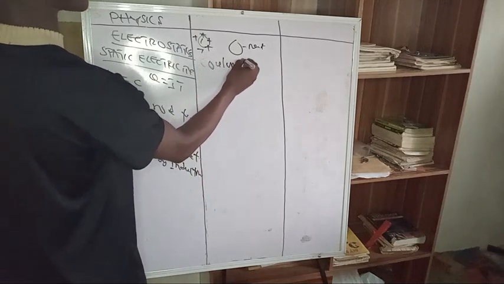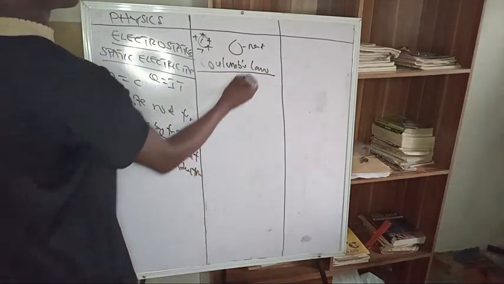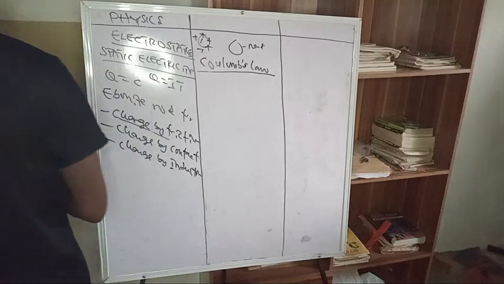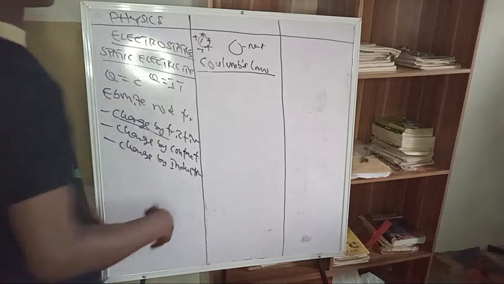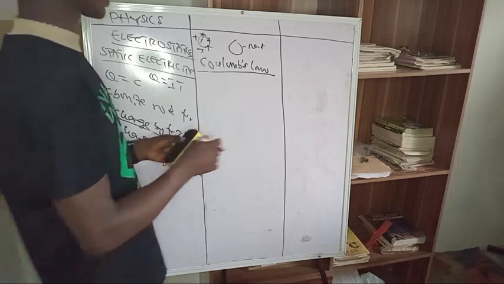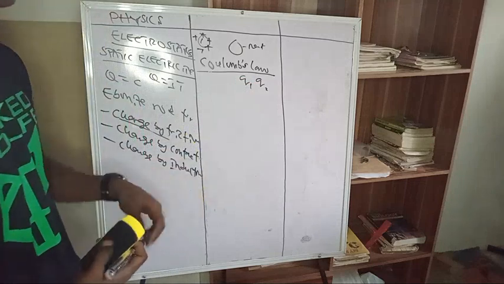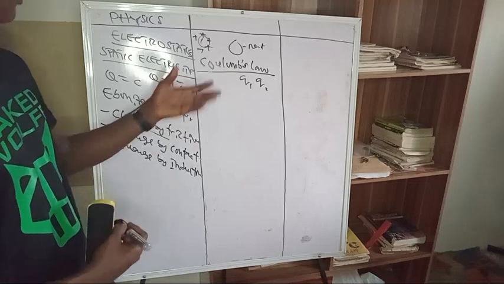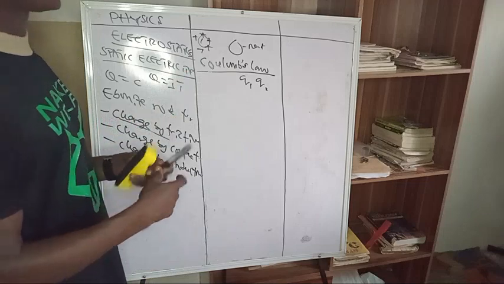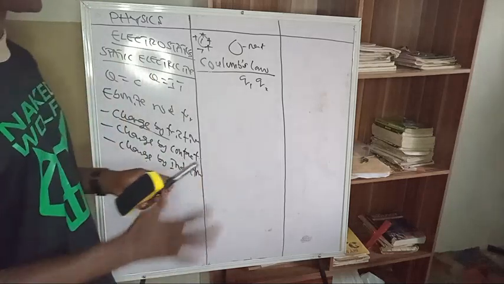The law is called Coulomb's law, and Coulomb's law was derived in 1875. What is Coulomb's law, and what is the whole idea behind it? Coulomb's law states that the force of attraction or repulsion between two charges, Q1 and Q2, is directly proportional to the product of the two charges and inversely proportional to the square of the distance. That is what Coulomb's law states.